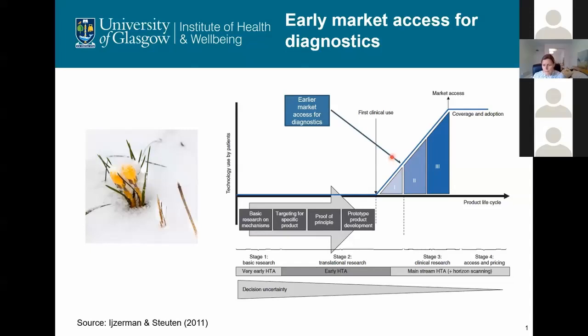And this is complicated by two related issues. So the first issue is that the setting that the diagnostic is going to be used in is extremely important for the clinical utility, and also that tests can be used at different points in clinical pathways, diagnostic pathways.